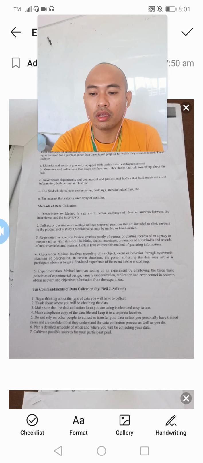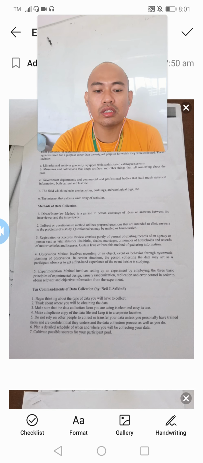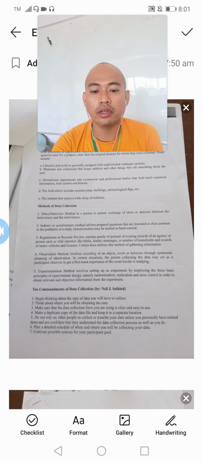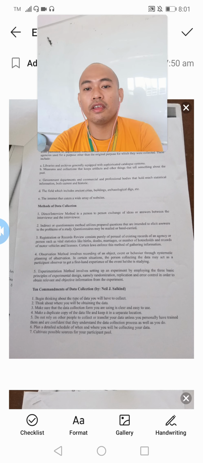Take note. Number 3, registration or records review. It consists purely of perusal of existing records of an agency or person, such as vital statistics like births, deaths, marriages, or number of households, and records of motor vehicles and licenses. Certain laws enforce this method of gathering information.